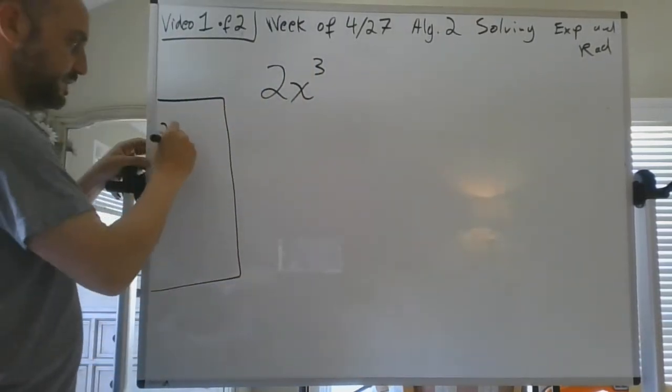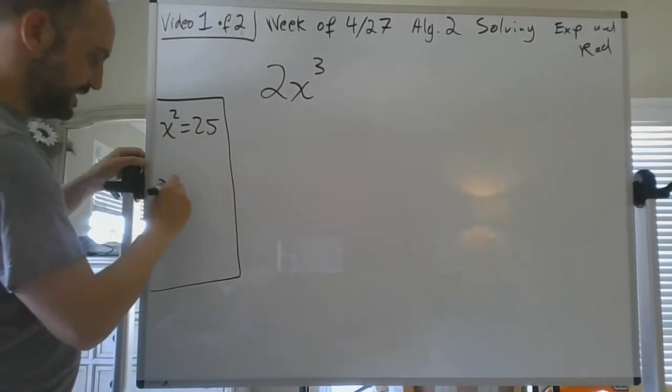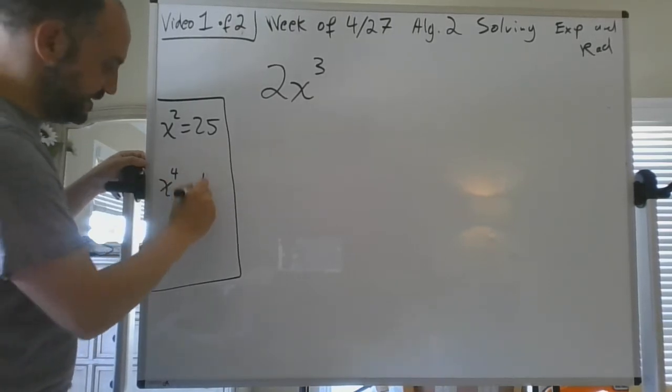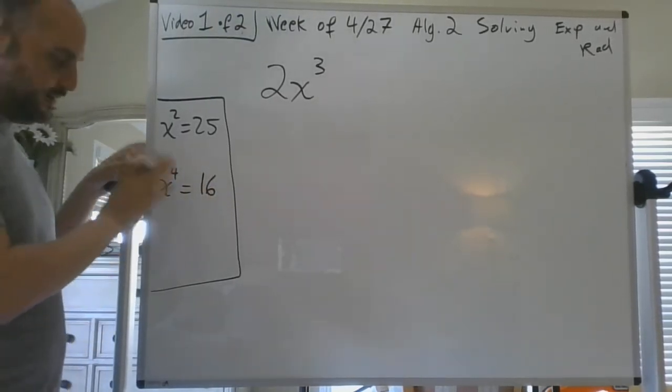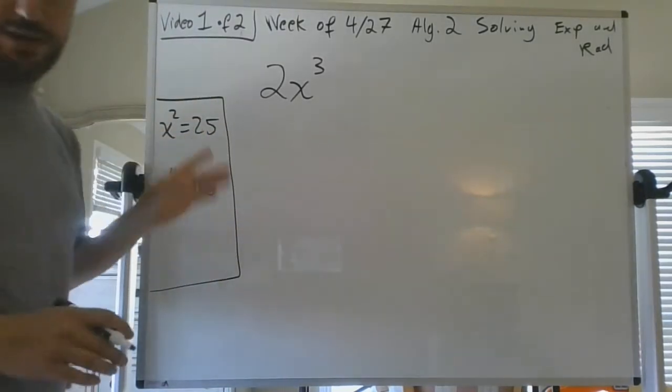The first problem, we had x squared equals 25. The second problem, we had x to the power of 4 equals, I think, 16. Okay, I want to keep that on the side as a note for now. I'm going to come back to it in just a second, okay?